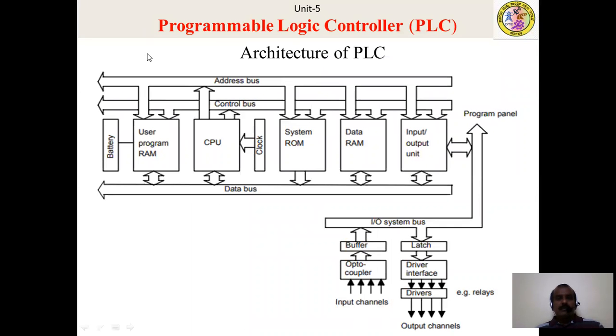So this is the architecture of PLC. The PLC mainly contains a CPU with a clock. It has the system ROM, data RAM, and user program RAM backed up with a battery, and these are connected by the address bus, control bus, and the data bus. And it has a program panel.